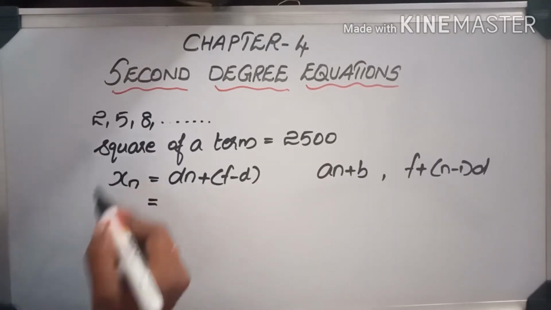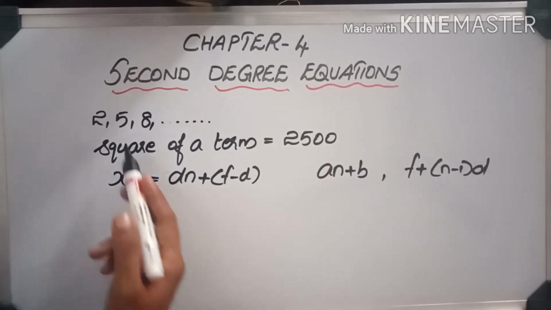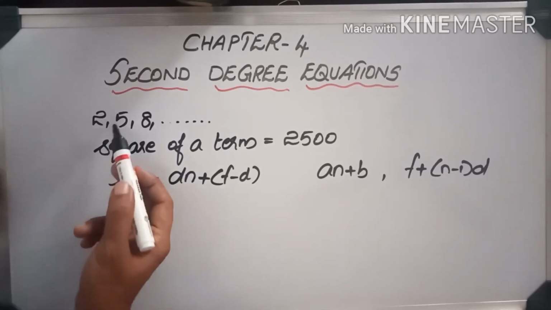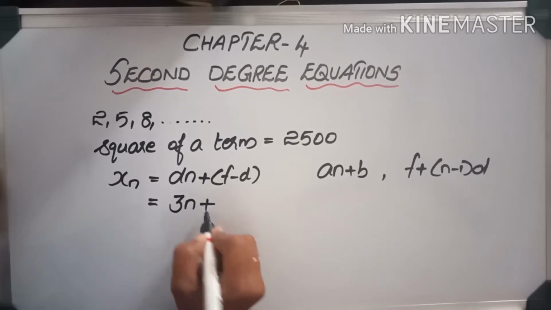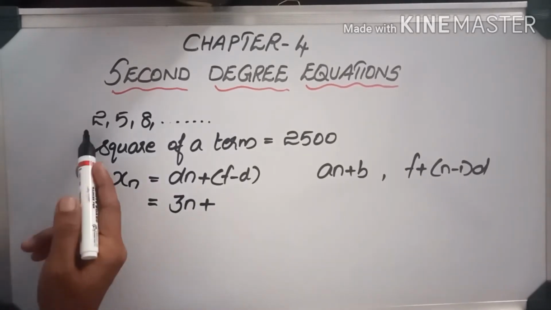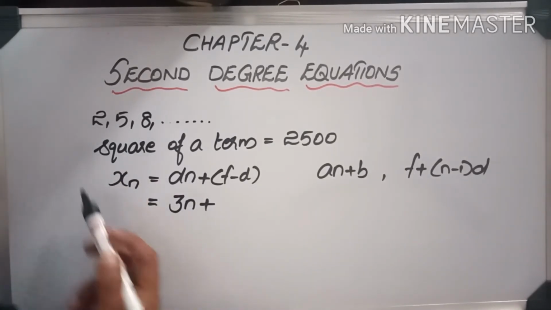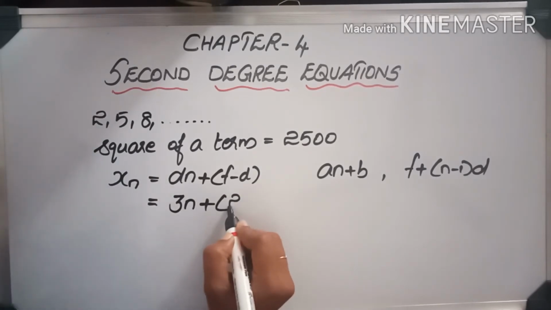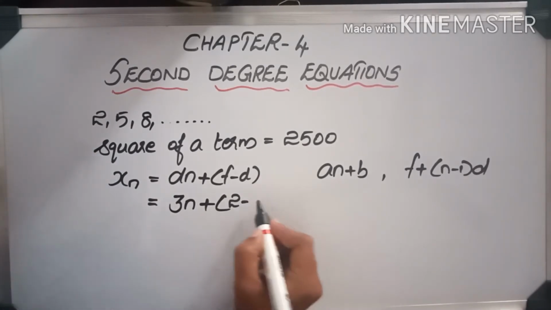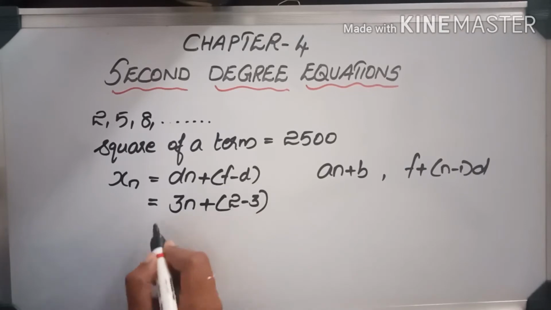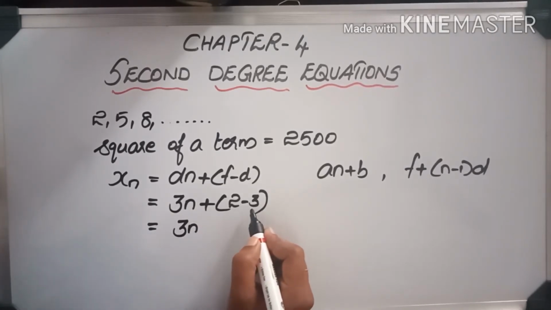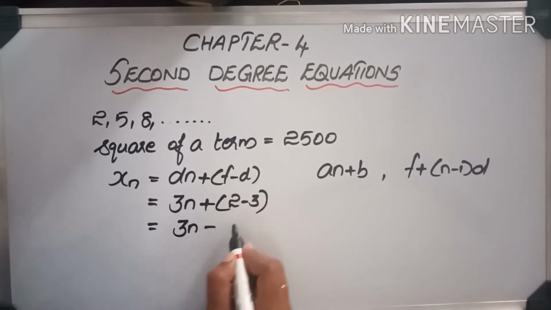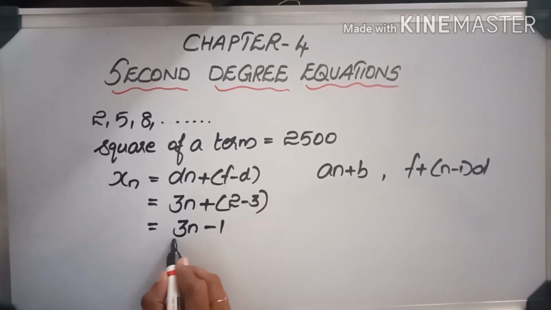So here what is the common difference? d is the common difference. Common difference here is 3. 5 minus 2 is 3. So 3n plus f minus d. First term minus common difference. First term is what? 2 here. Minus common difference 3. So 2 minus 3. 2 minus 3 is minus 1. So 3n minus 1 is the nth term.